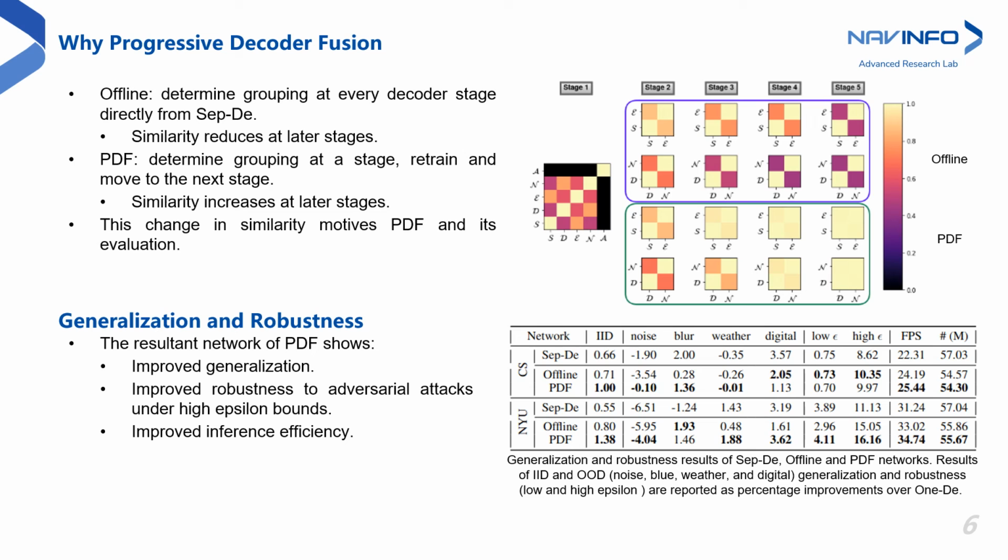Next, we look at the generalization and robustness of offline and PDF grouping, presented as relative improvement of segmentation and depth over 1DE. In majority of the cases, PDF grouping provides improvements over offline grouping while being more inference efficient.